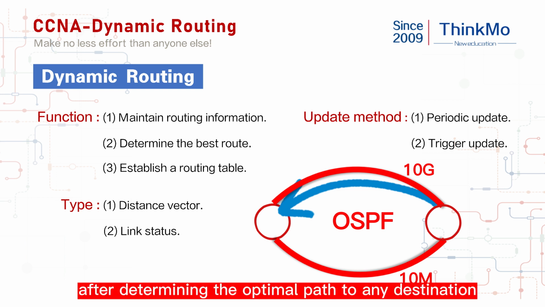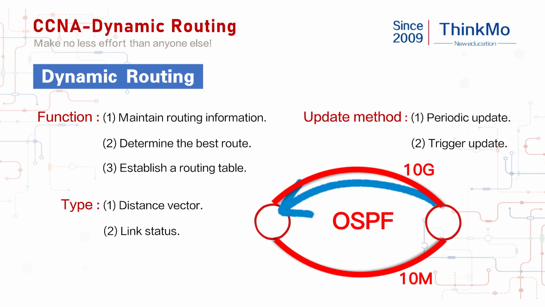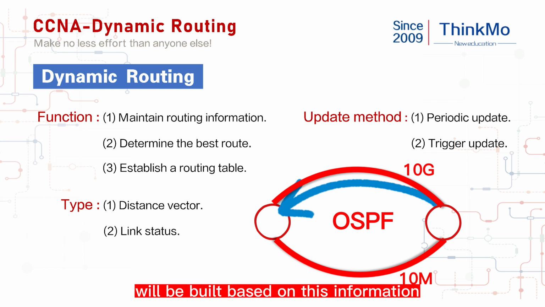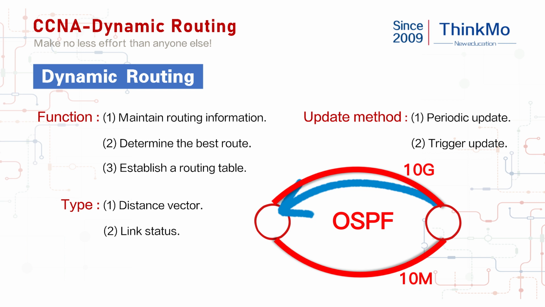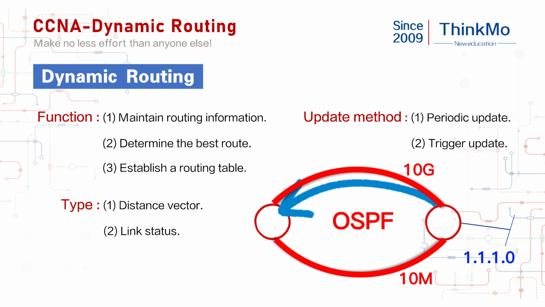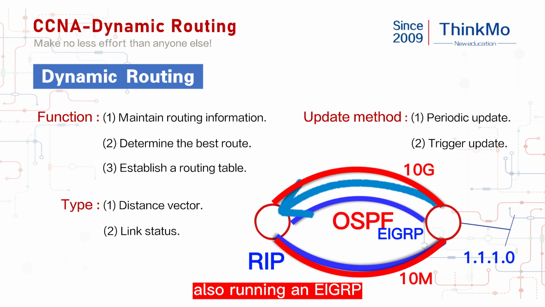After determining the optimal path to any destination, the best route is calculated. Then next, the routing table will be built based on this information. Take the same destination network, for example a 1.1.1.0 network segment. An OSPF is running between the two devices and I learned the route from OSPF. Run another, RIP, and I learn it from RIP. Also running an EIGRP.